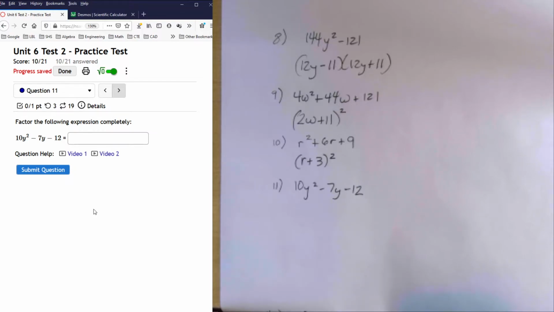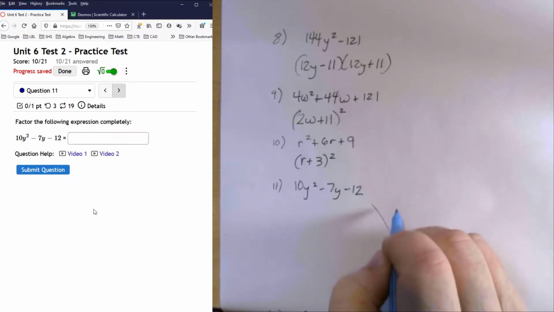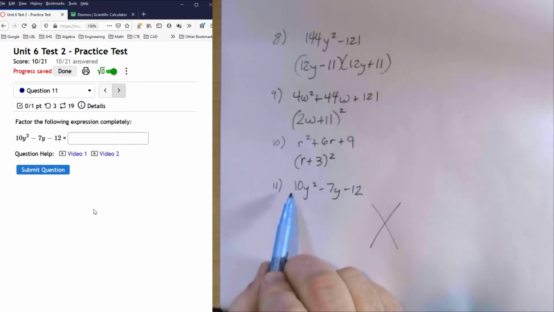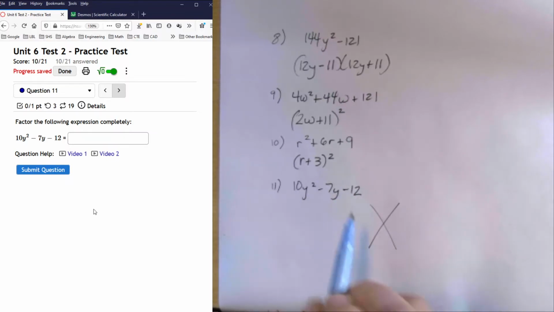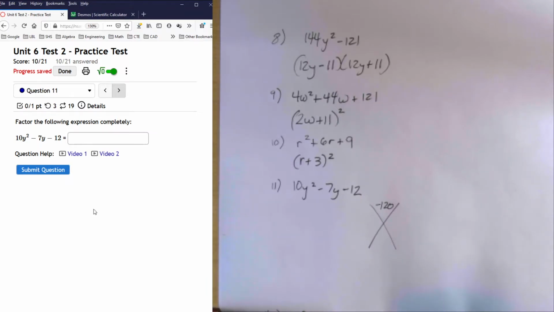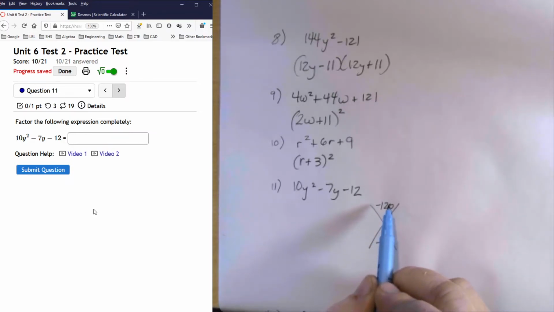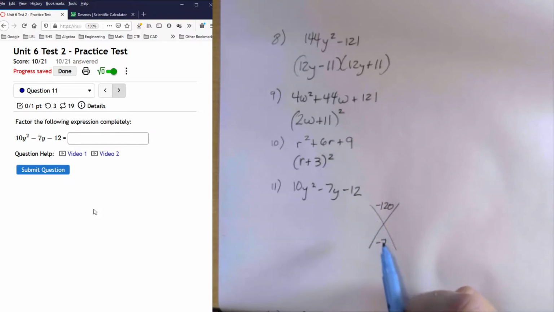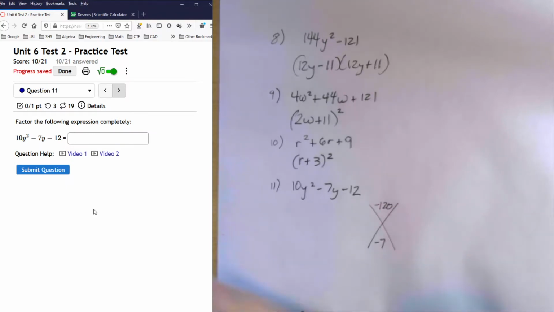There's no common factor here, so I'm going to use the X method. Okay, so this X method. The X method says I multiply the leading coefficient and the constant. So that's going to be negative 120, and I put that in the top of my X. In the bottom of my X, I just put the coefficient of the middle term, so negative 7. And now I'm looking for the factors of 120 that add up to negative 7. Okay, so the factors of 120 that add up to negative 7.